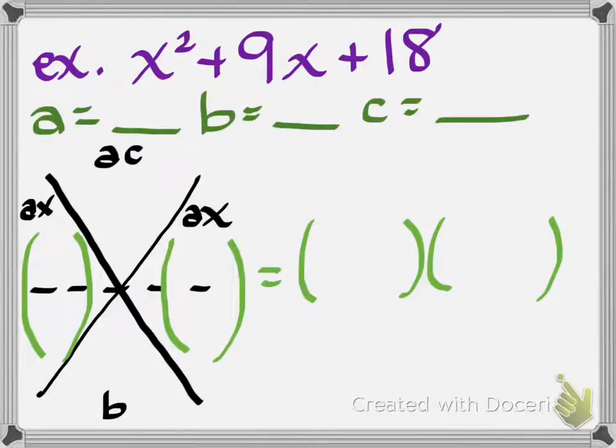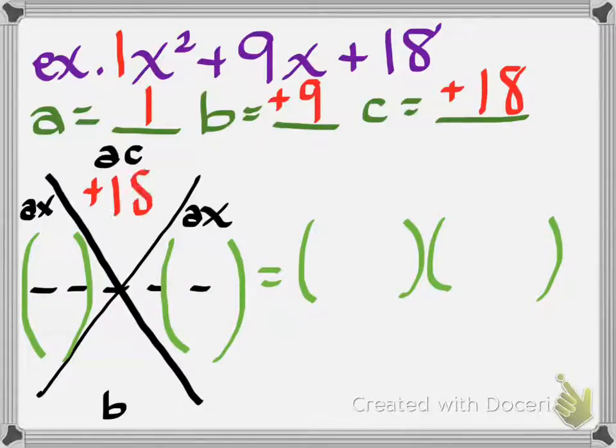All right, let's identify our A, B, C again. A is 1, B is a positive 9, and C is a positive 18. Let's fill in the top and bottom of our snowflake. So the A times C is a positive 18, B is a positive 9, and then I've got my X and my X above the dotted line.